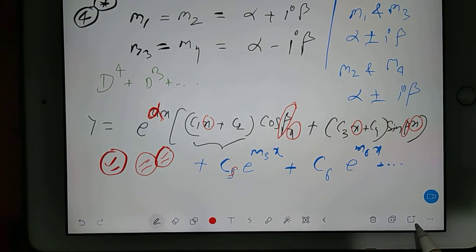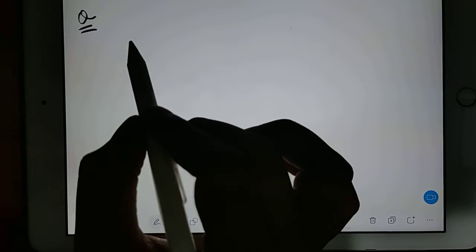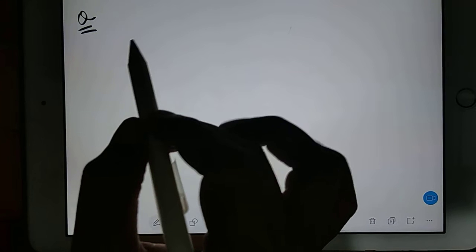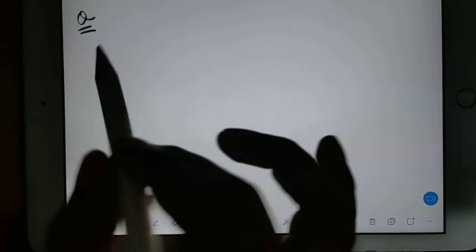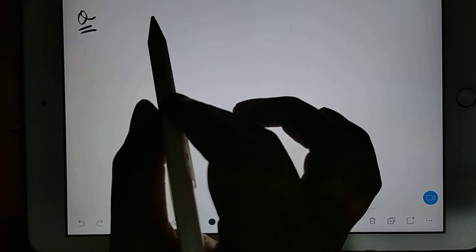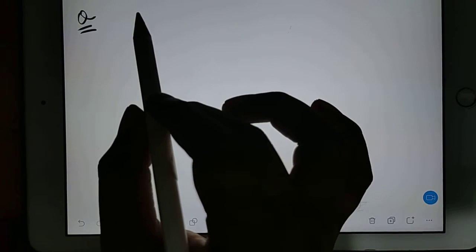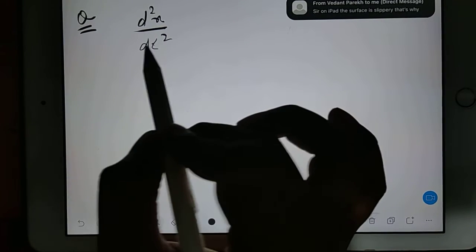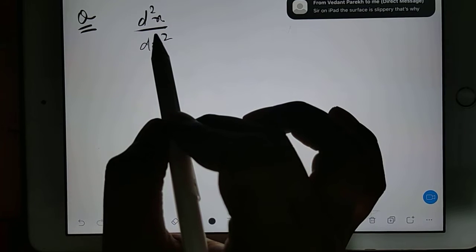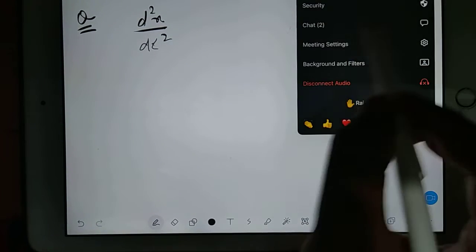I'll change the page. We'll take one question, and from here it will be somewhat interesting. So guys, whatever I have taught you now, in that part, first we'll discuss how to find out the complementary function. So I will change the page. d2x by dt square.